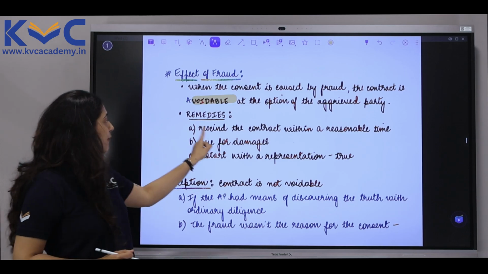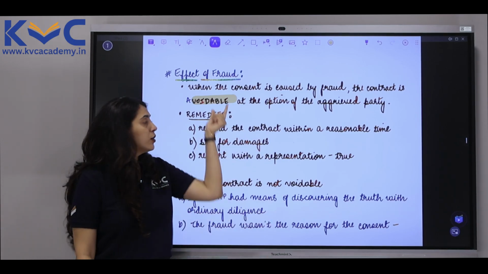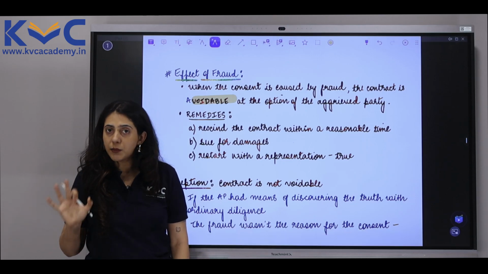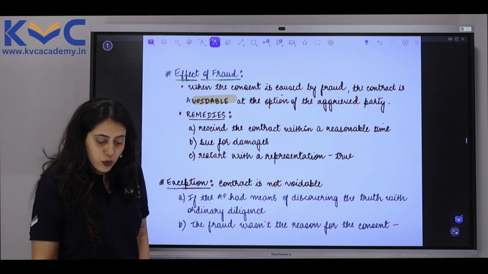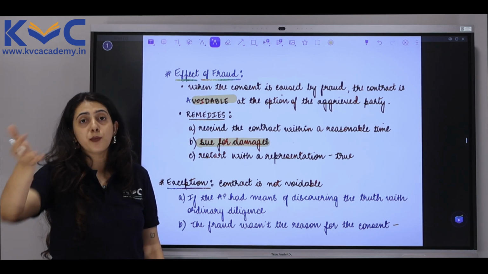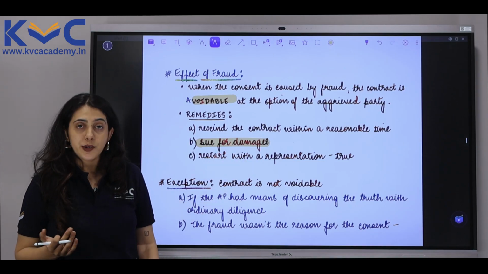Case 1, the aggrieved party can rescind the contract within a reasonable time. Obviously, you have the option to make it voidable, so you can rescind it within a reasonable time. Case 2, you can also sue for damages. Yes, the party has imposed fraud on you. The least you can do is sue for damages.